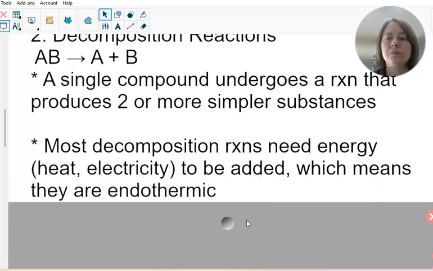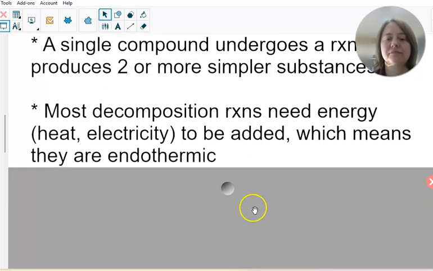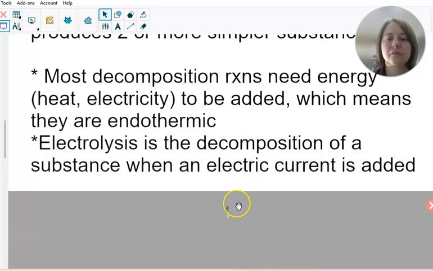So you know most decomposition reactions need energy, like heat or electricity, to be added for this reaction to occur, which means they are endothermic. You have to put in energy. So if you put in energy in the form of electricity to decompose something, we call that electrolysis. That's the decomposition of a substance when an electric current is added.